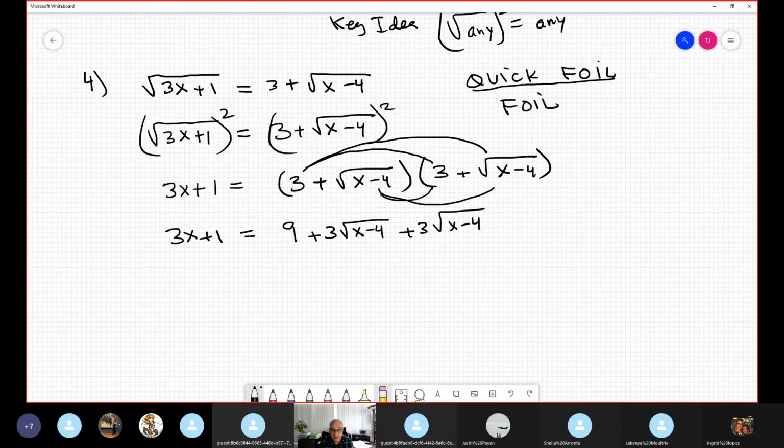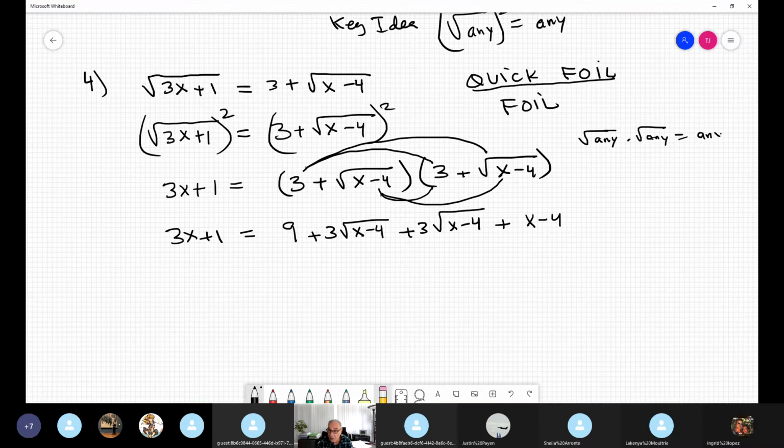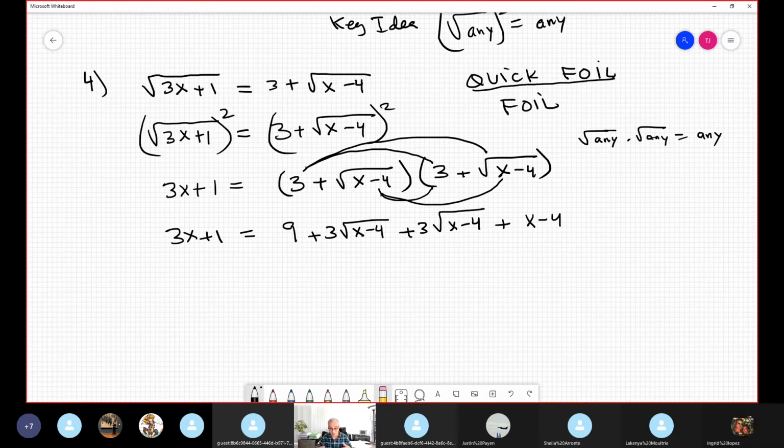Now, a radical times a radical is the expression without radical. Because I know que radical any number or expression times radical any number or expression is any number or expression without radical. So square root x minus 4 times square root x minus 4 is just x minus 4.